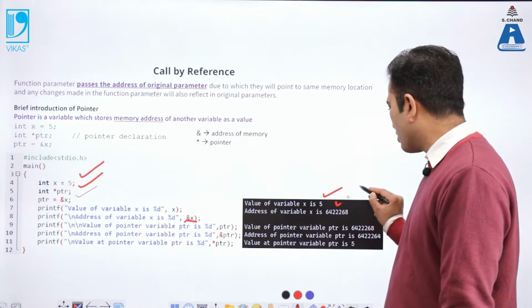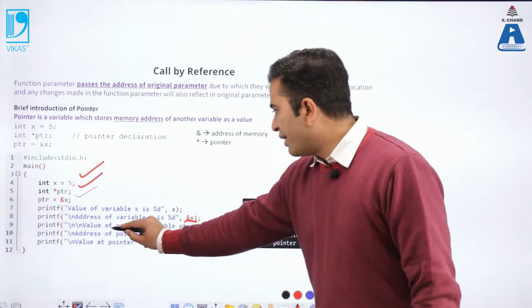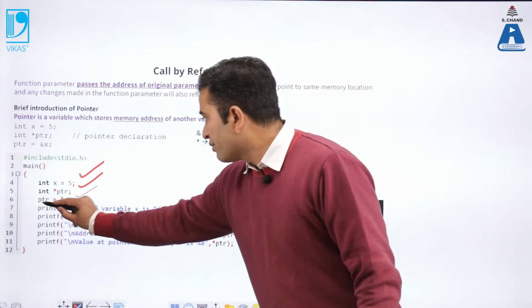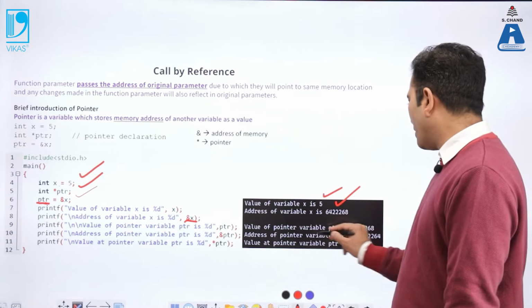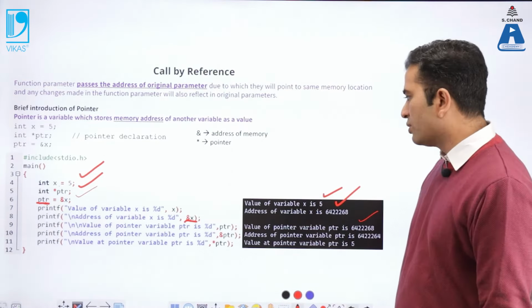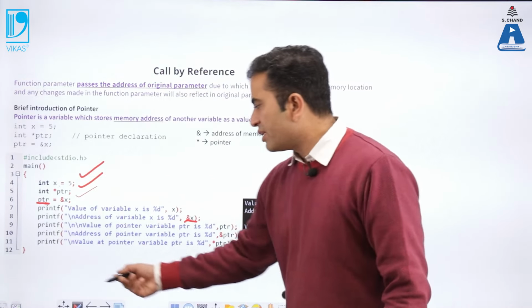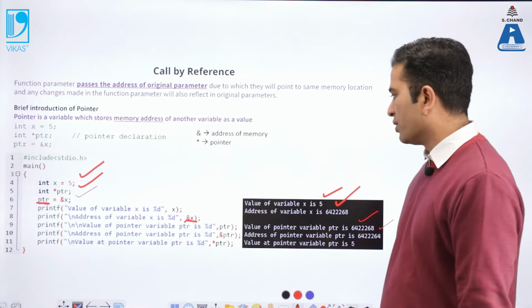So this is the address of a variable x, that is 642268. Then the value of the pointer variable PTR, what is the value of this? The address of this x. So the value of the pointer variable is 642268. Then the address of the pointer variable: the pointer variable also has its own address. So its address is 642264.